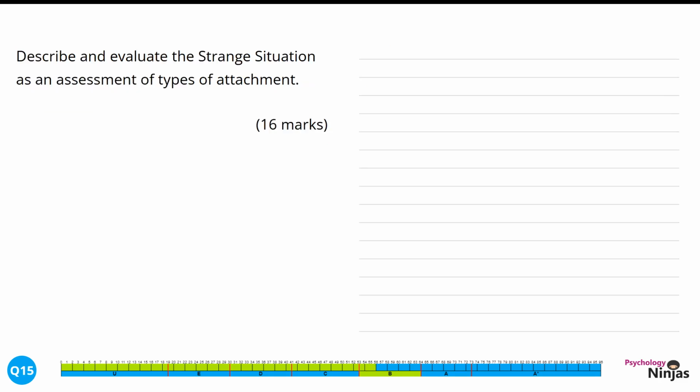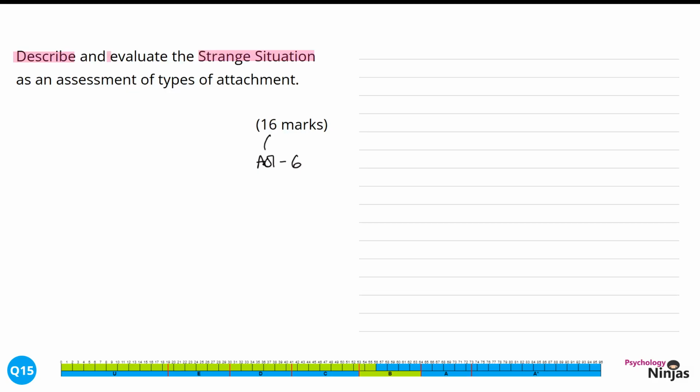Describe and evaluate the strange situation as an assessment of types of attachment, 16 marks. First we have the command word describe. Given that we have the strange situation, which is a method, we're being asked to describe the aim, procedure, findings and conclusions of that particular study. There are 6 marks available for our description, or our AO1 in this question.